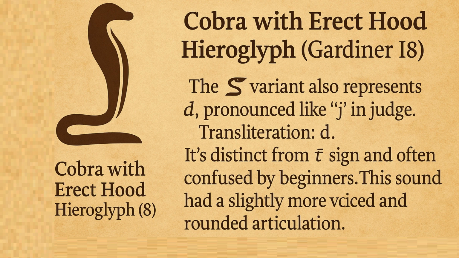18. Cobra with erect hood, Gardiner I-8. The variant also represents J, pronounced like J in judge. Transliteration. It's distinct from the previous sign and often confused by beginners. This sound had a slightly more voiced and rounded articulation.